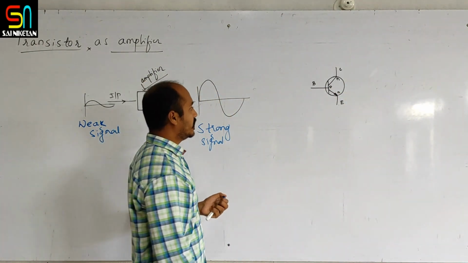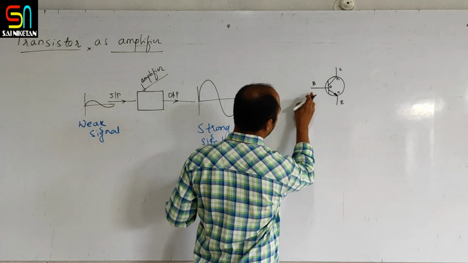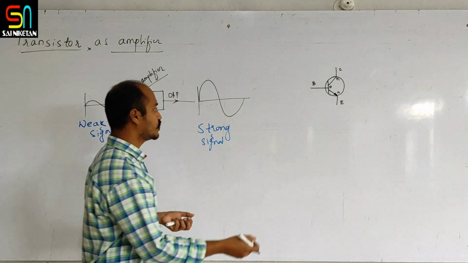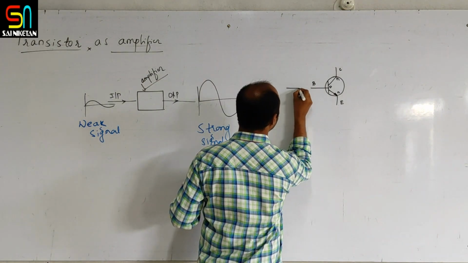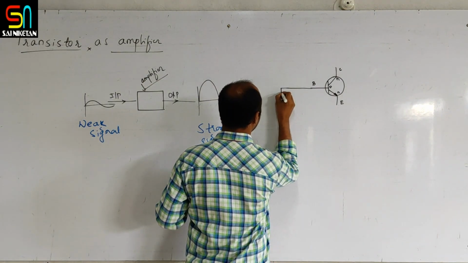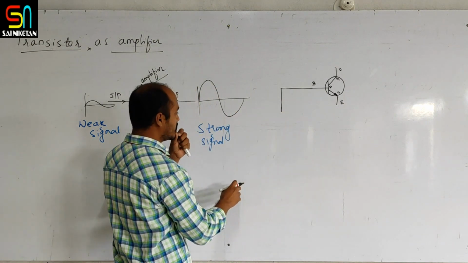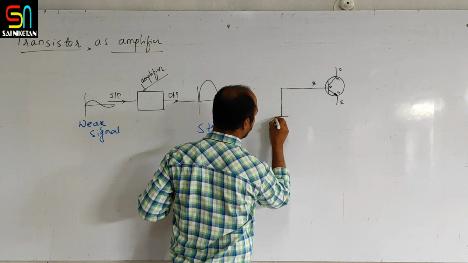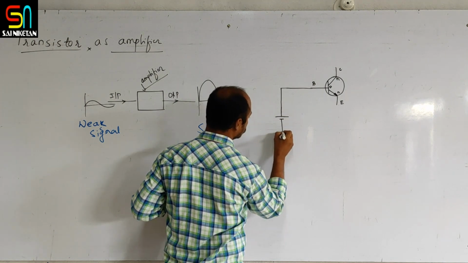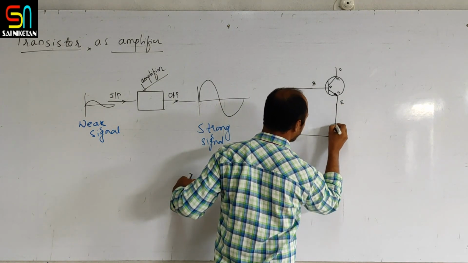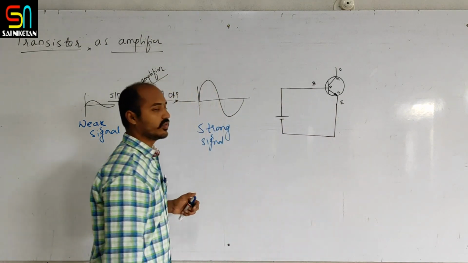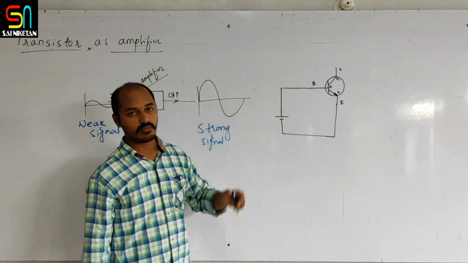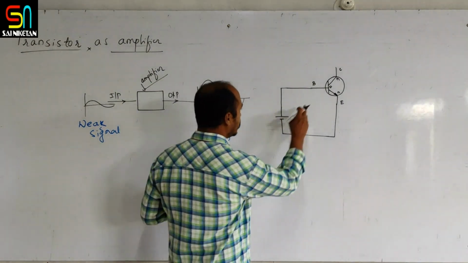We know that the base emitter junction must be in forward bias condition, so we will connect it in forward bias. Forward bias means positive must be connected to positive, and negative must be connected to negative. So the base emitter junction is in forward bias condition. And here one more thing you have to connect, that is a resistor.